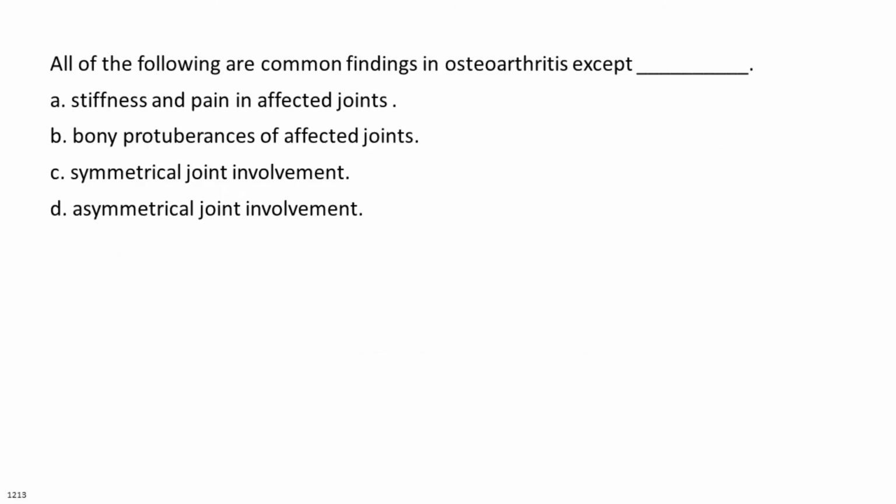All of the following are common findings in osteoarthritis except: A. Stiffness and pain in affected joints. B. Bony protuberances of affected joints. C. Symmetrical joint involvement. D. Asymmetrical joint involvement.